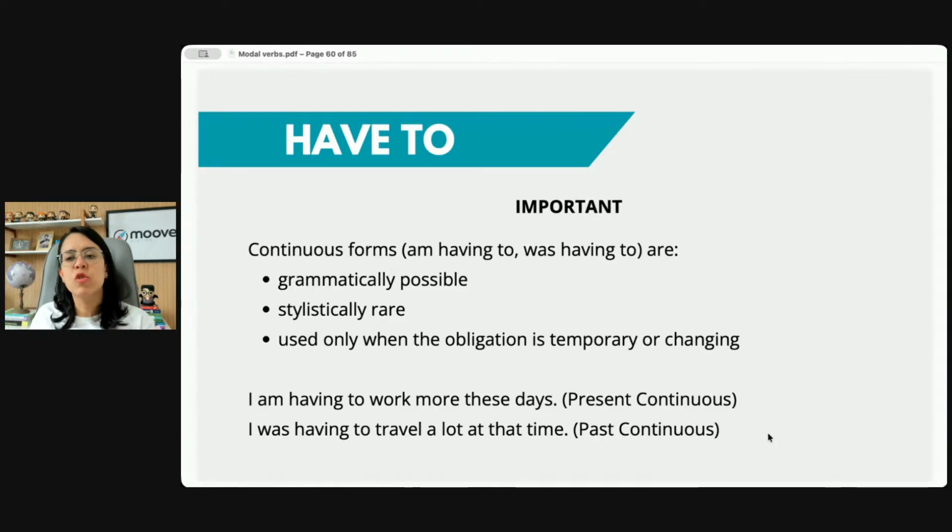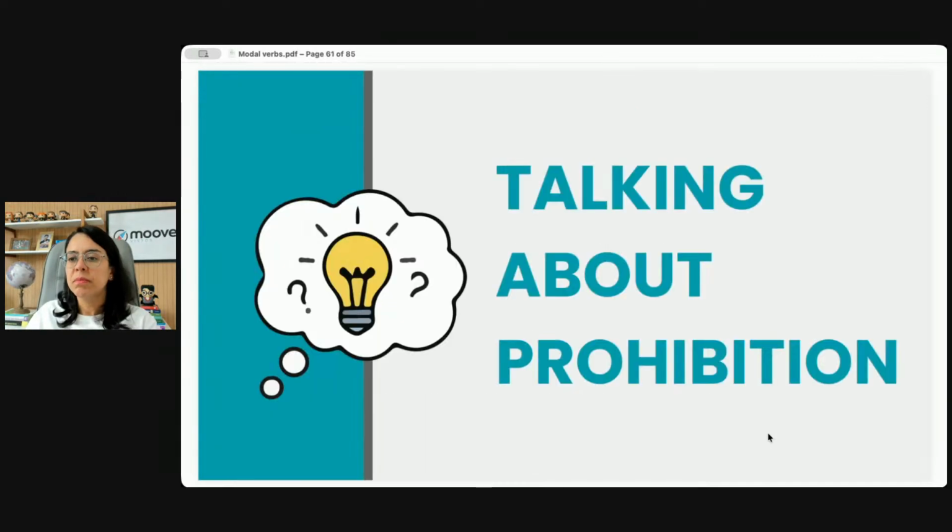"I was having to travel a lot at that time." It is more natural to say "I had to travel a lot at that time," especially in the past continuous. People hardly ever use have to in the continuous form, okay? All right, so far so good.